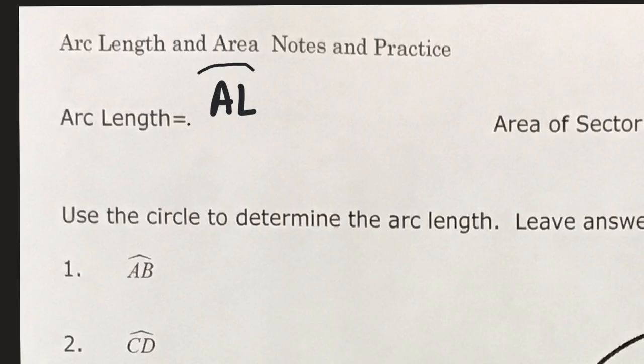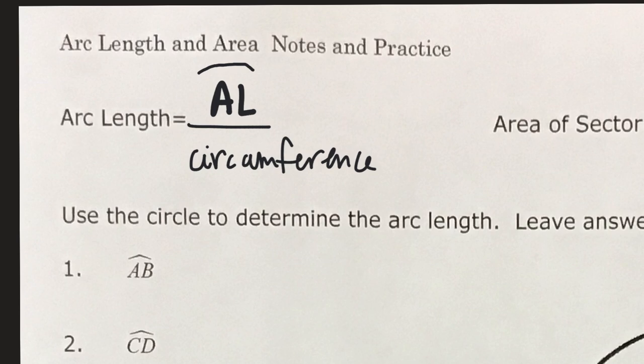The arc length is a portion of the circumference of your circle. Circumference is all the way around the circle. So if this is your circumference, the arc length would just be part of it. Any part along the outside is considered an arc length. The circumference is also an arc length, the entire length around your circle.